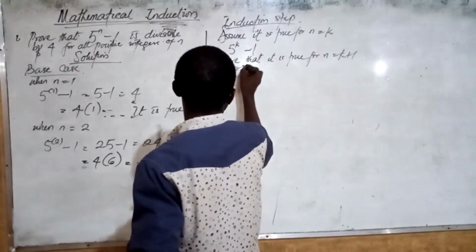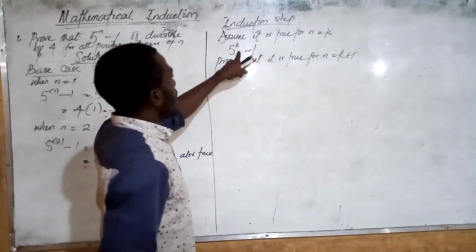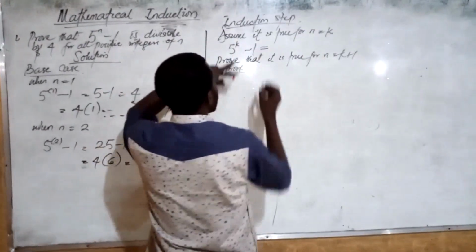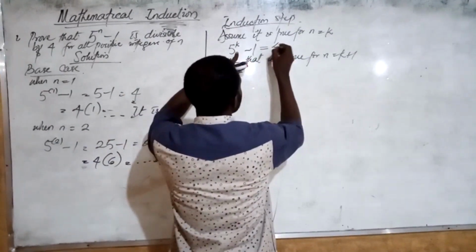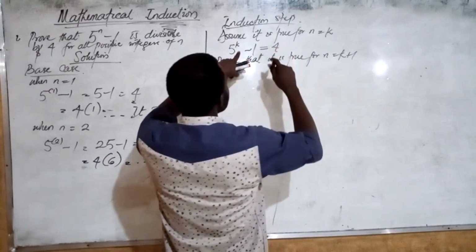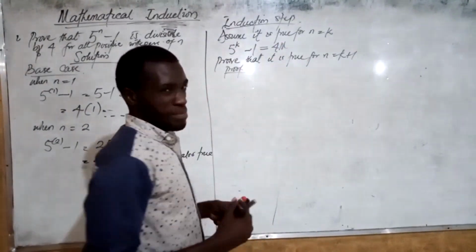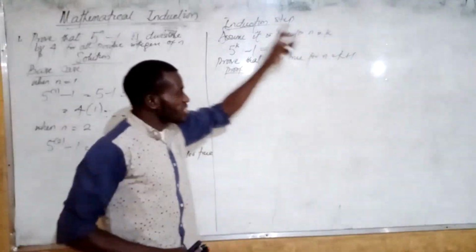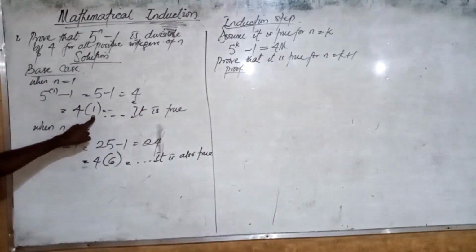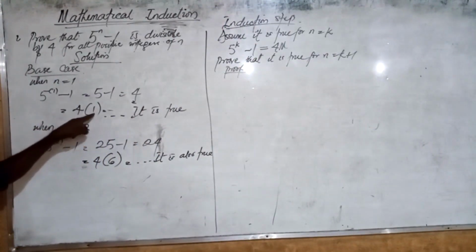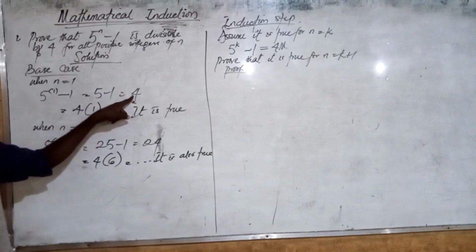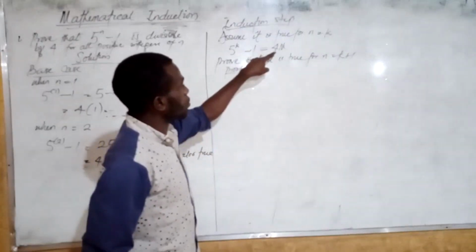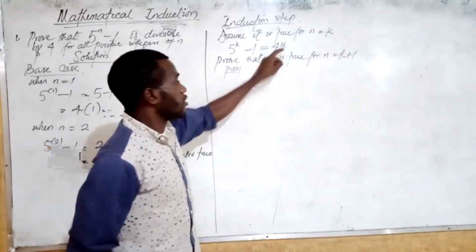Okay, so the proof is this. Since we have assumed here that it is true for n, this thing should be divisible by 4. So it should be 4 into bracket a particular number n. Let me repeat that. We assume that it is true for n. So if it is true, it should be divisible by 4 times a particular number to give us that answer. So we leave it like this.